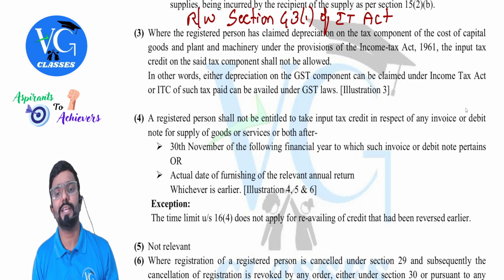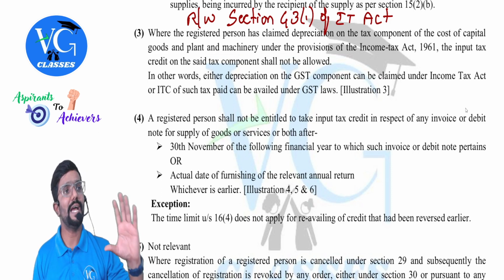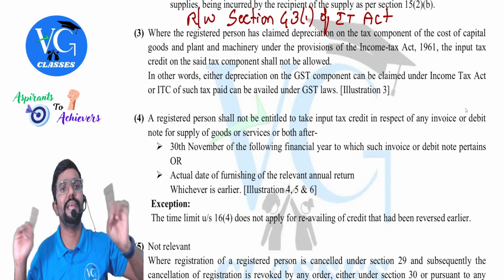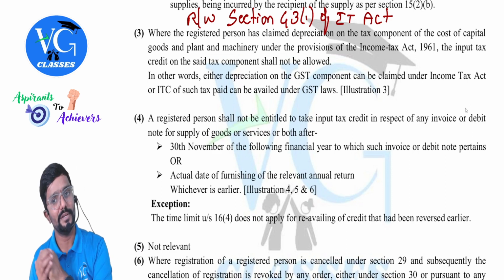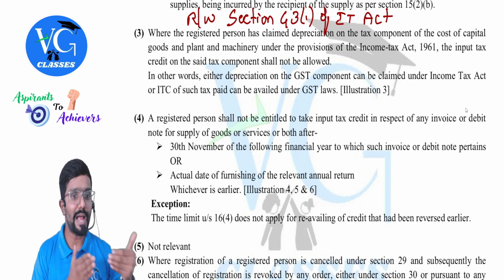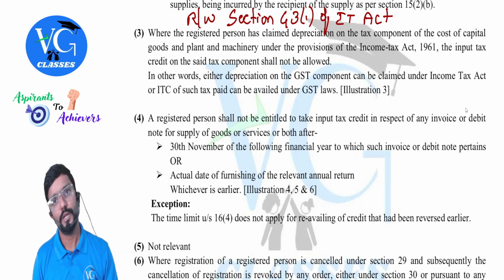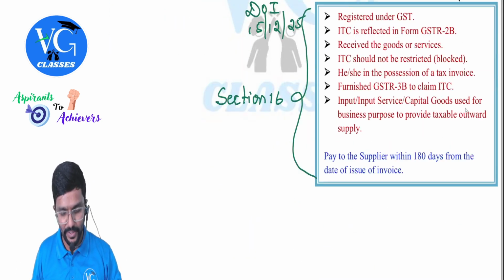Under the provisions of Income Tax Act 1961, the input tax credit on the said tax component shall not be allowed. Means either claim depreciation on GST component or claim credit. Don't get both the benefits. In other words, either depreciation on the GST component can be claimed under the Income Tax Act or ITC of such tax paid can be availed under GST law. Not both, guys. Okay, we have an illustration for it, but before that, I have made one chart for this.